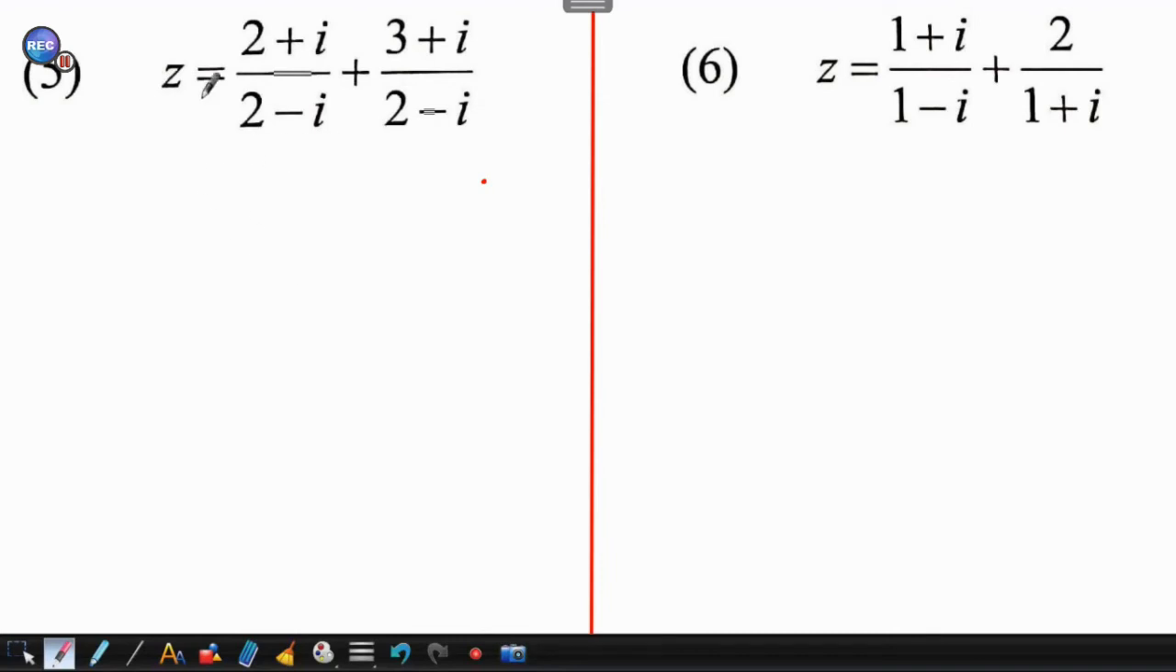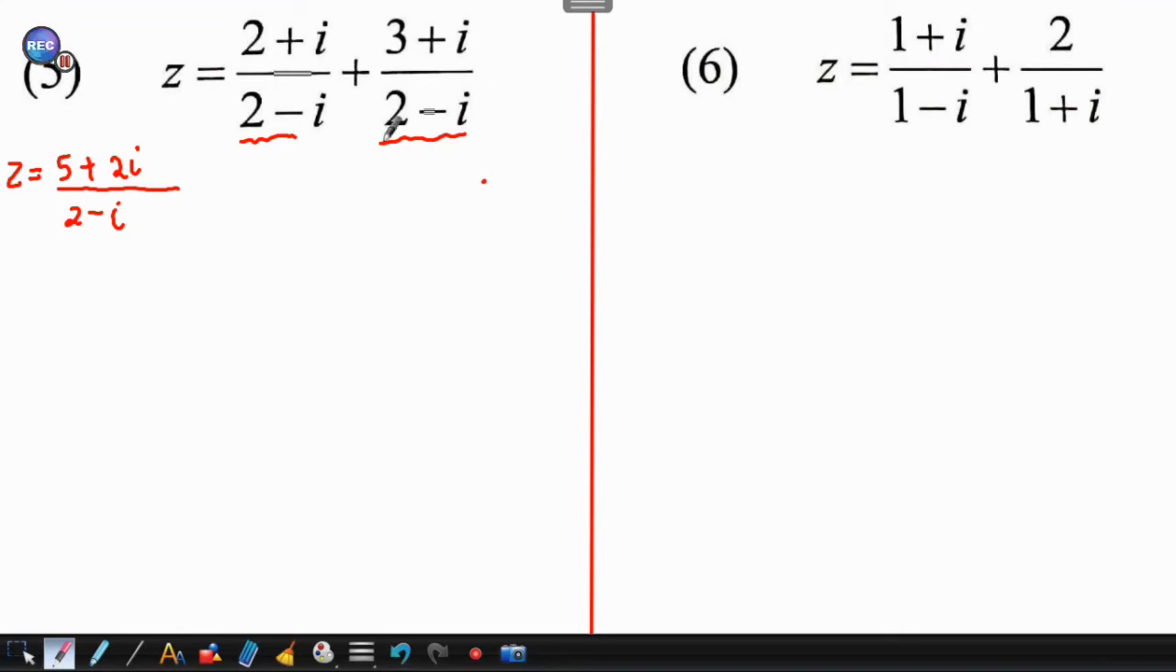Okay, guys, let's look at number 5. For number 5, we see something. The denominators are the same. That means we're allowed to add the numerators. So we will have z is equal to, then the denominator is going to be 2 minus i. And then at the top, we're just going to add. So we have 5 plus 2i.